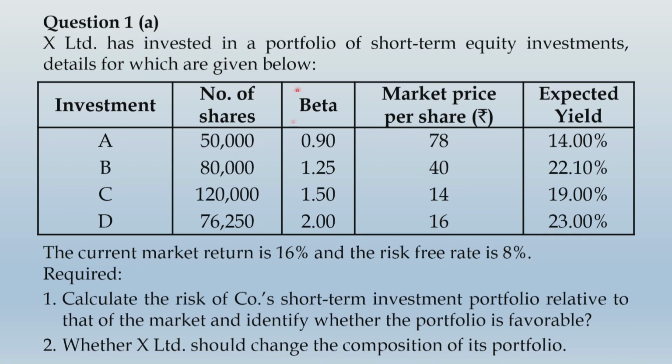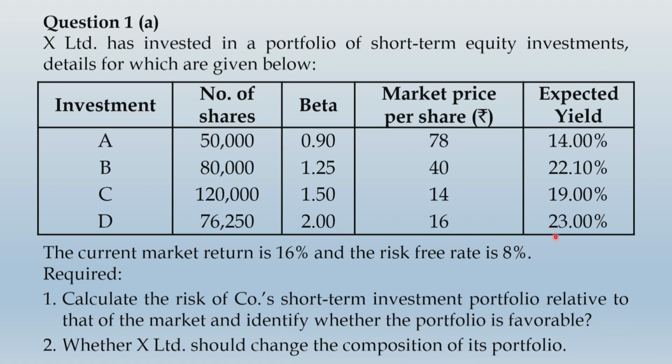And then you have been given betas of each individual security. So the beta of each individual security is multiplied by their respective weights. The weighted average of these betas will give you the beta of the portfolio, where the weights will be the proportion of money invested.